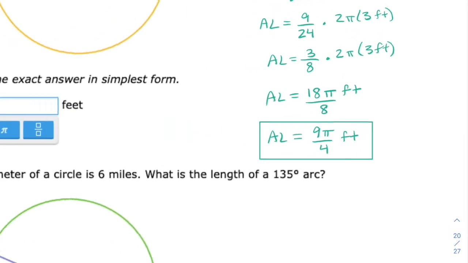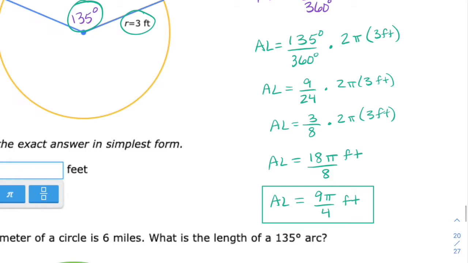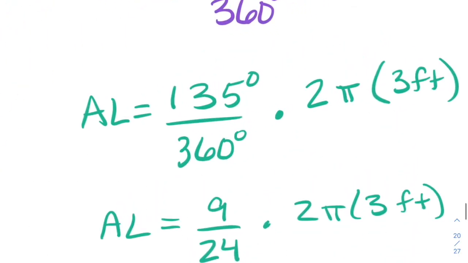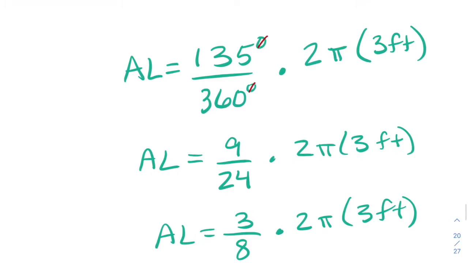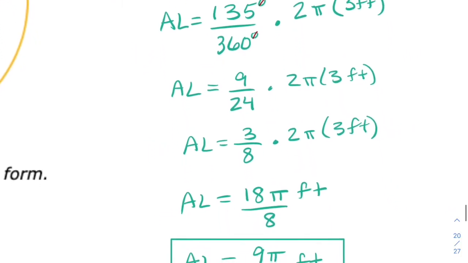Okay? So that's my thought process, is to try to simplify your degree measures first. Degrees divided by degrees goes away, right? So these will go away, so you don't even really need to write them. And then we simplify the rest.